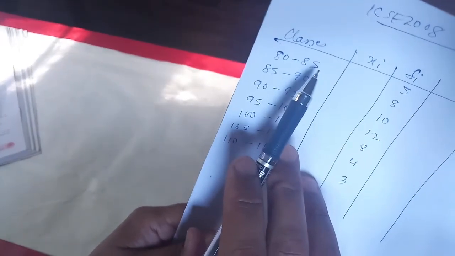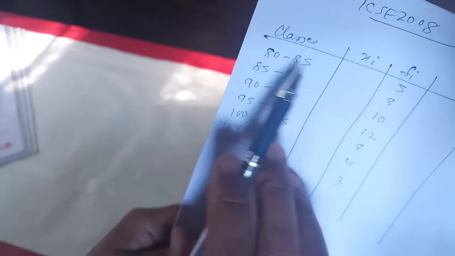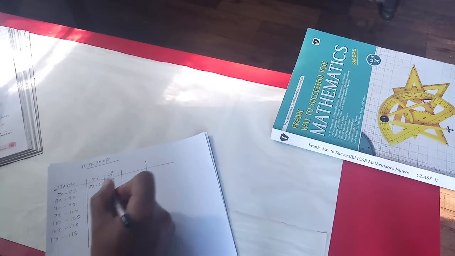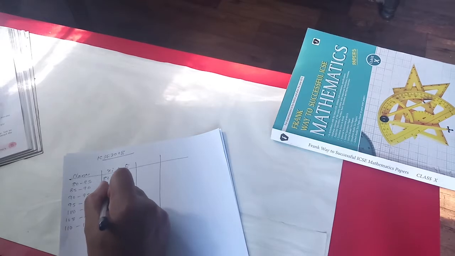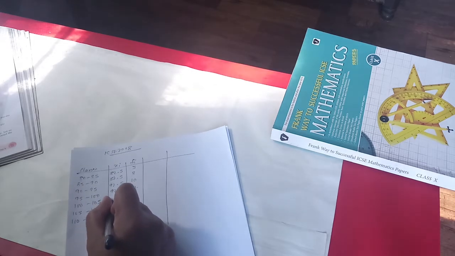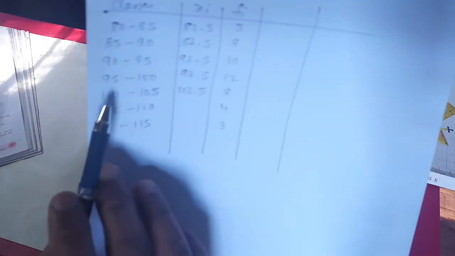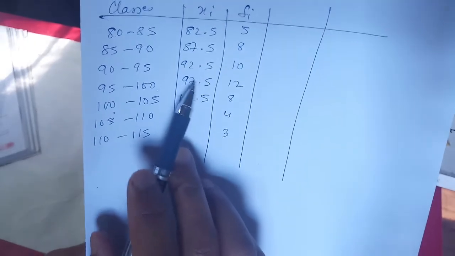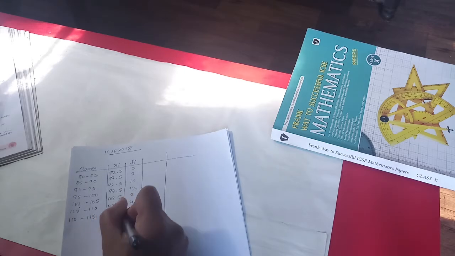80 plus 85 divided by 2. Now this will come in the decimal point, so you will get 82.5. Go on adding, you will get 87.5, 92.5, 97.5. Now this is a little bit lengthy, but here also you need not add and divide, just try to follow the sequence. It is increasing by 5, so just go on adding 5, you will get the answer.